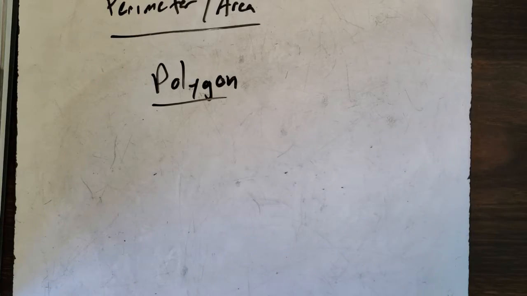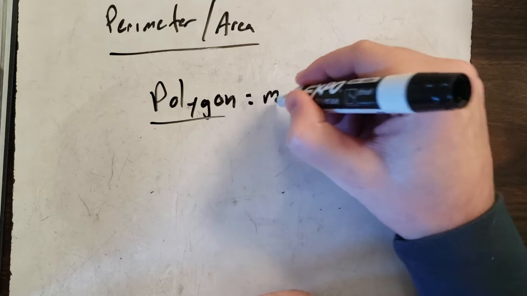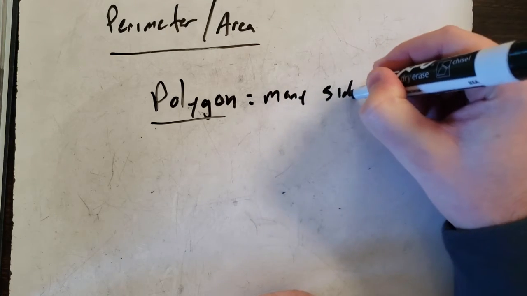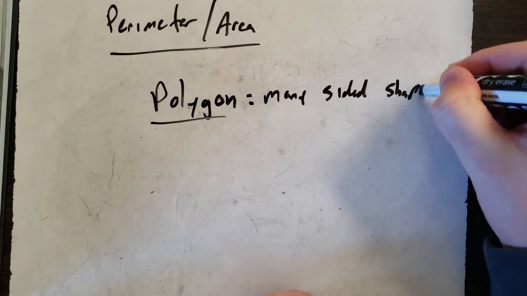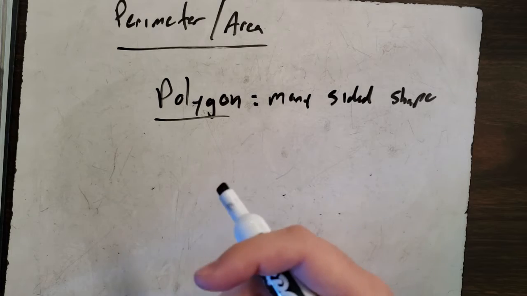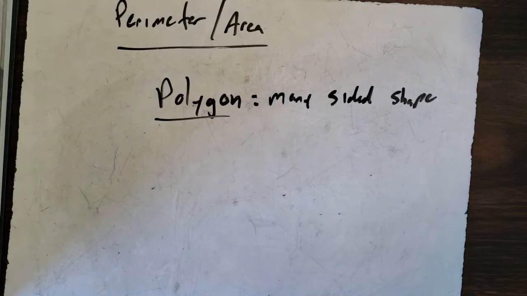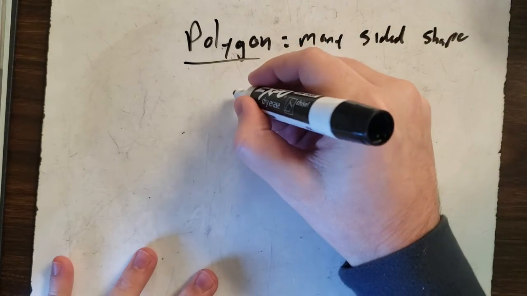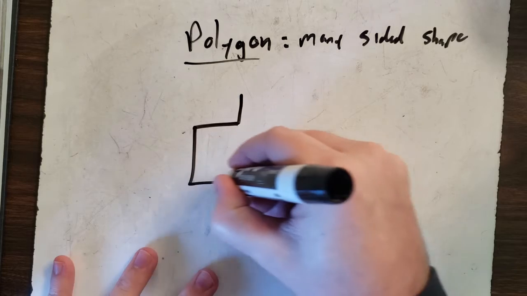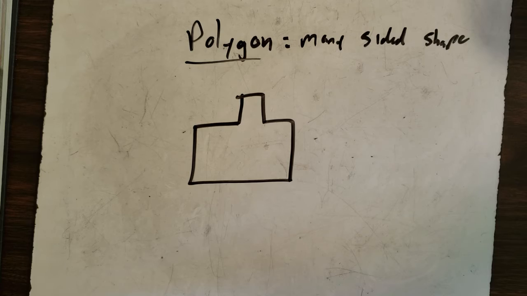All right, last shape we're going to talk about are polygons, okay? Now, a polygon equals a many-sided shape, okay? So all a polygon is really is just a shape that doesn't fit into all other categories. It's a shape that has many sides. For example, this could be a shape of whatever you want it to be.